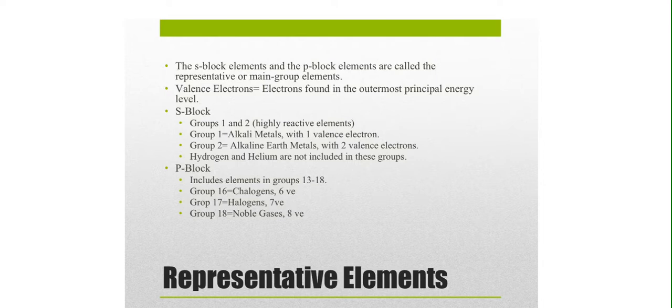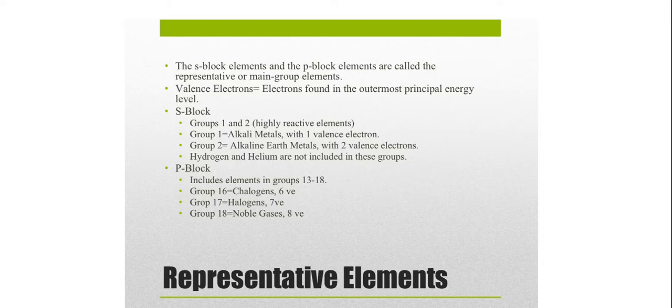So the S block consists of elements in groups 1 and 2, and these are primarily composed of highly reactive metals. And group 1 has a special name. It's known as the alkali metals, and they have 1 valence electron. Remember, valence electrons are the electrons found in the outermost principal energy level. So for example, lithium, sodium, potassium, rubidium, cesium, and francium are all group 1 elements.